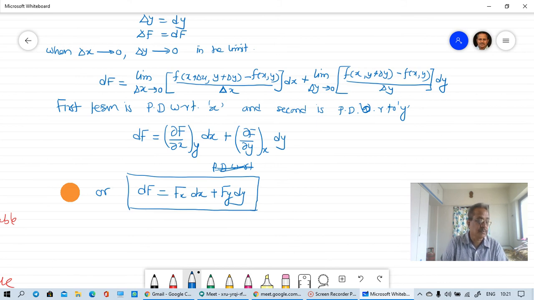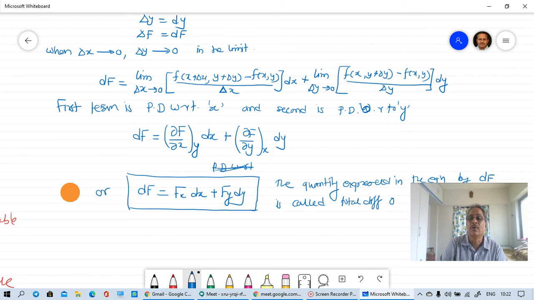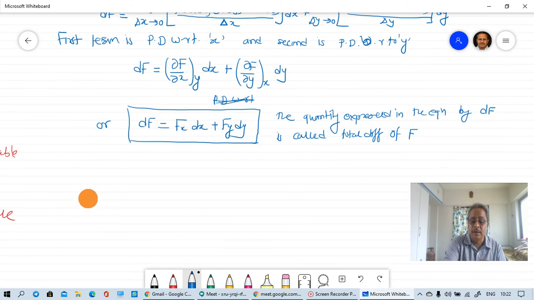total differential. So we write here: the quantity expressed in the equation by df is called the total differential of capital F. So capital F is the given function, and its total differential is given when x and y both change by delta x and delta y simultaneously. Both are changing at the same time, so the change that happens, the total change in f, is called the total differential, or that is what this equation gives.